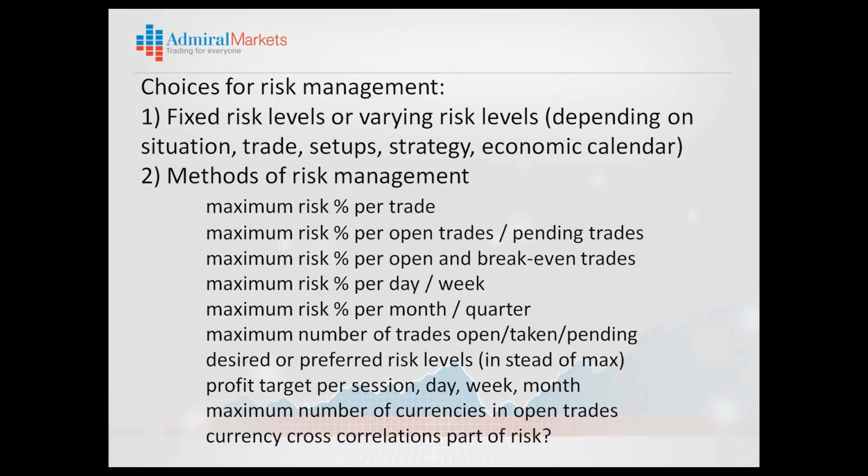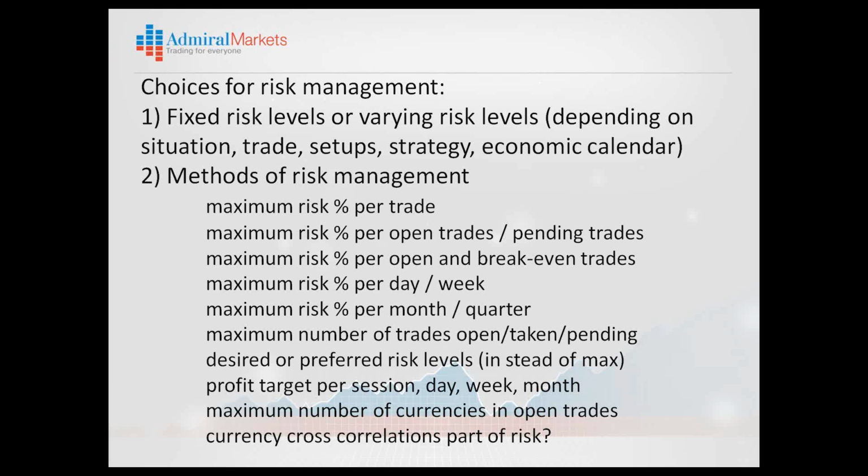Point 2, methods of risk management. You want to identify for yourself in your trading plan, in the risk management section of your trading plan, what is your maximum risk per trade percentage? What is your maximum risk percentage per open trades, per pending trades? Maybe you don't have that, but let's say I don't want more than 2% per trade, but in total, not more than 5% or 4%, and pending trades not more than 2. Because if you have pending orders open, those could be triggered, right? So something you want to think about maybe as well.